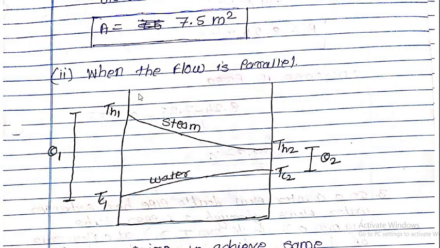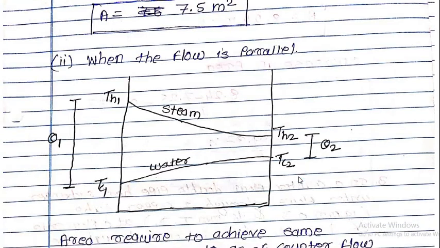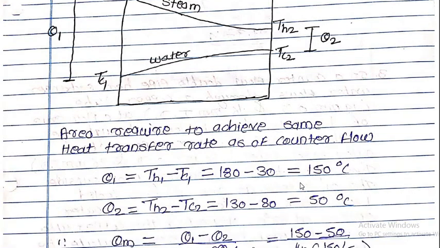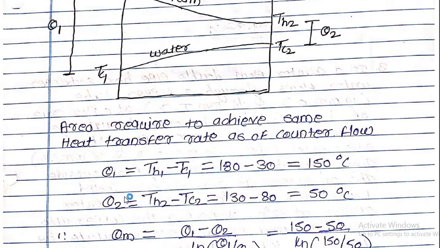So in case of a parallel flow heat exchanger, theta 1 is nothing but Th1 minus Tc1, and theta 2 is nothing but Th2 minus Tc2. The area required to achieve the same heat transfer rate as the counter flow, that we need to find out. So theta 1 is equal to Th1 minus Tc1, which is 180 minus 30, equal to 150 degrees Celsius. Theta 2 is equal to Th2 minus Tc2, which is 130 minus 80, equal to 50 degrees Celsius.